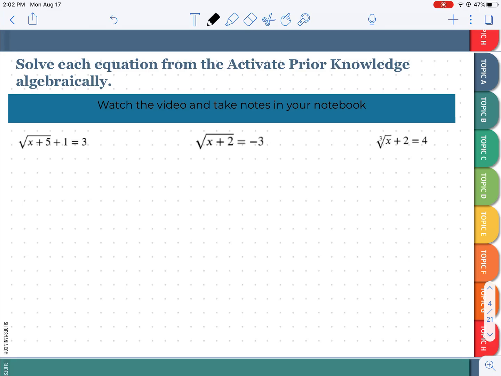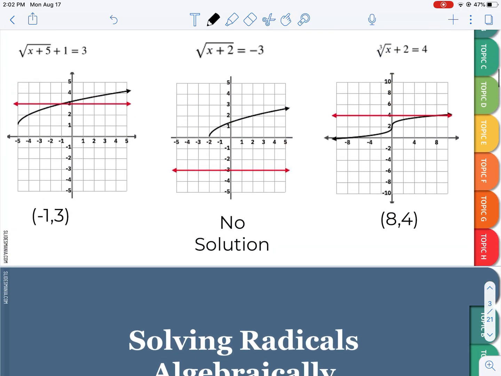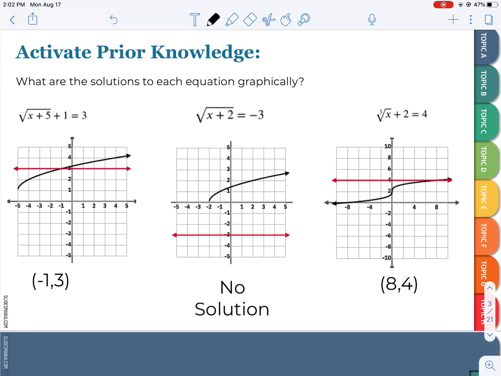Okay, in this video we're going to learn about solving radical equations using algebraic methods. So in the Activate Your Prior Knowledge, you looked at solving them graphically, which we did earlier in the year. So you kind of already have an idea of what these answers are. Remember, you're solving for x, so like on this first one, the x is -1. This one, the x is 8.